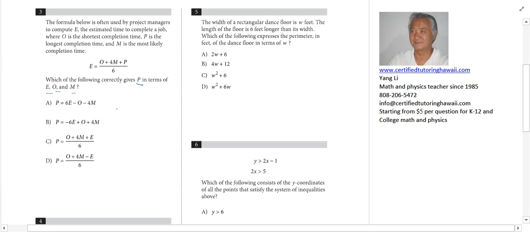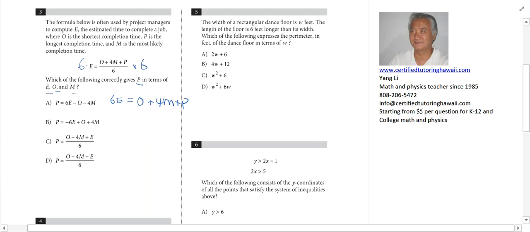So what we need to do is this. We need to times both sides by 6. If you times by 6, you cancel. So you will get what? 6E equals O plus 4M plus P. You got that, right? And then what you need to do is just solve the P out.